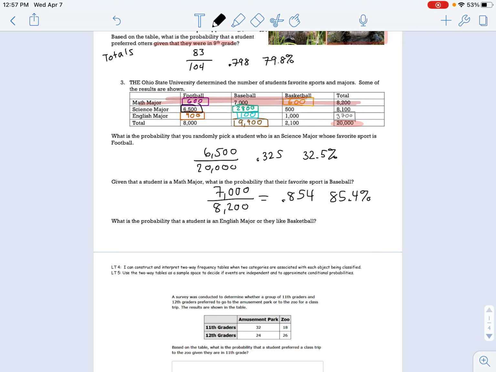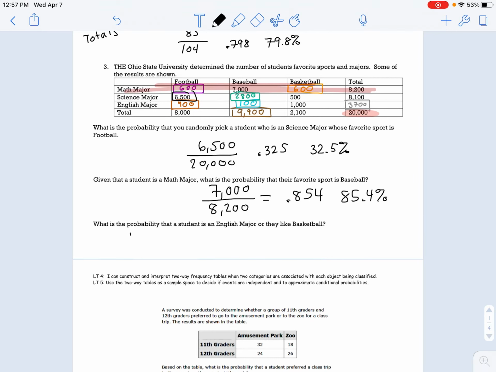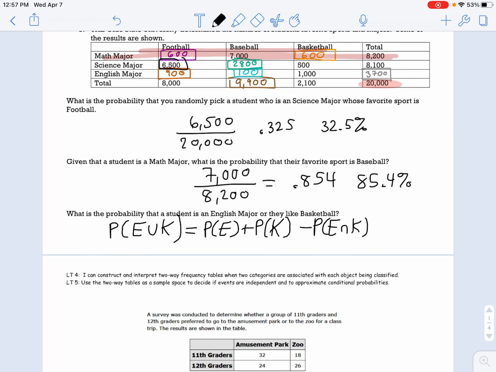And then this one right here, what is the probability that a student is an English major or they like basketball? So this is what you're going to do right here, probability that they're an English major, or we'll put K for basketball so we won't confuse it with baseball. So it's the probability they're an English major plus the probability of basketball minus the English majors that like basketball. We can't double count them. And then we'll just do one giant fraction. It's all going to be over 20,000.